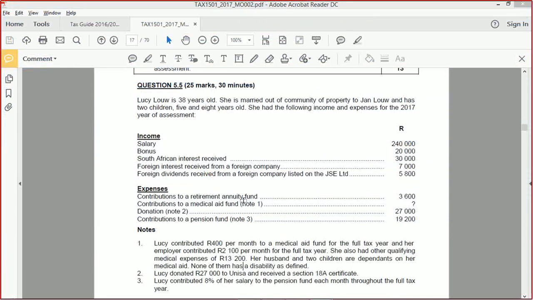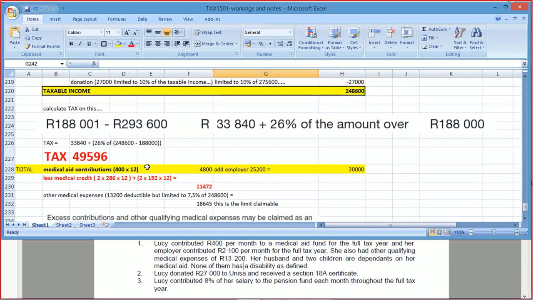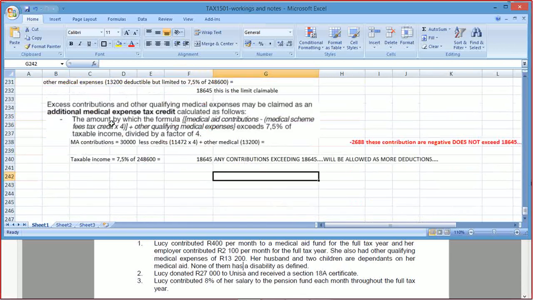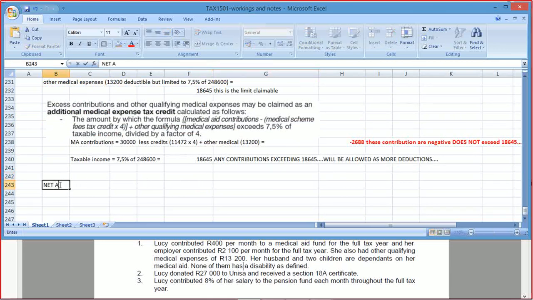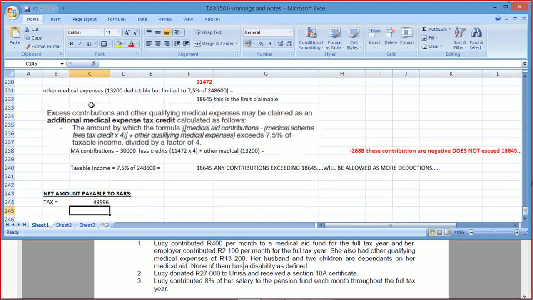Alright, so let's go back. Where were we? I lost my spot now. Okay, there we go. We need the question as well. Alright, so have we finished this question? Let's check. We've looked at the medical contributions, yes. We've worked out the tax, yes. Okay, so the net amount payable to SARS.